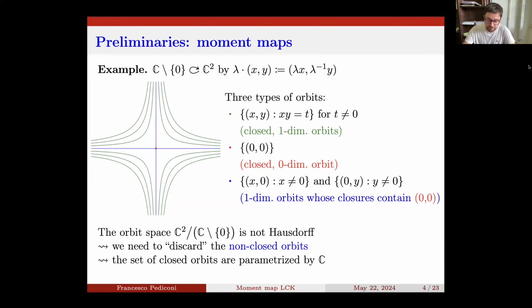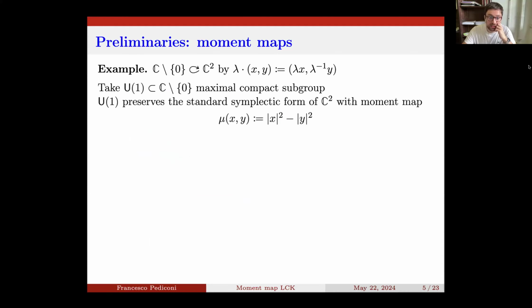Well, you can rephrase these last observations in terms of a moment map. Indeed, you can consider the maximal compact subgroup U(1) inside C minus the origin. It turns out that the action of U(1) preserves the standard symplectic form of C², and it has a moment map given by this expression: mu of (x, y) is equal to the square norm of x minus the square norm of y.